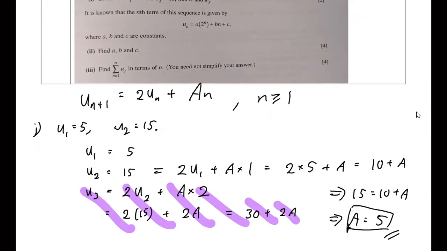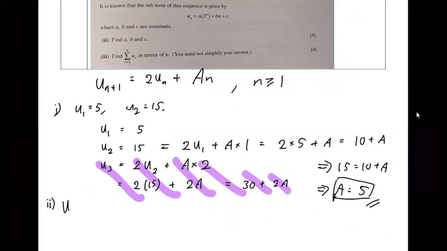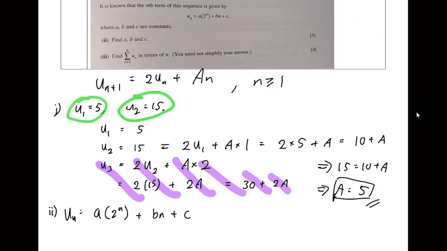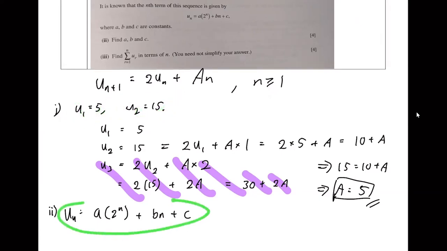Part 2 is telling you that this, what we call a recurrence relation, actually has an explicit expression, which is this: un equals a multiplied by 2 to the power of n plus b times n plus c. Now, when you try to solve this for a, b, and c, you just need to substitute in the correct value of n. In this case, we are given u1 equals 5 and u2 equals 15. So n equals 1 and n equals 2.